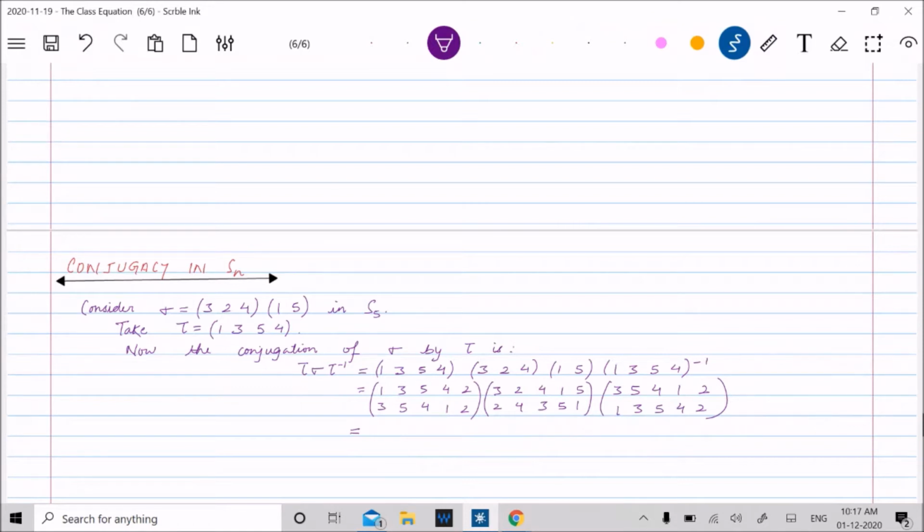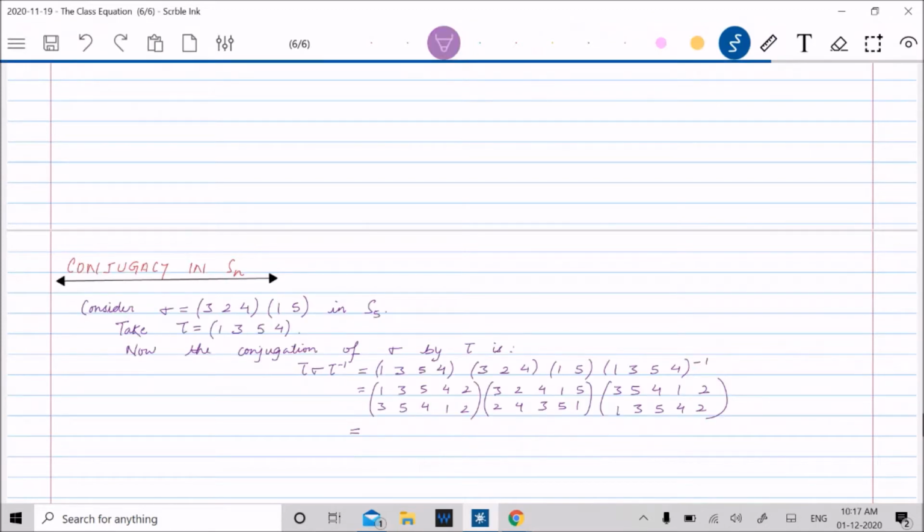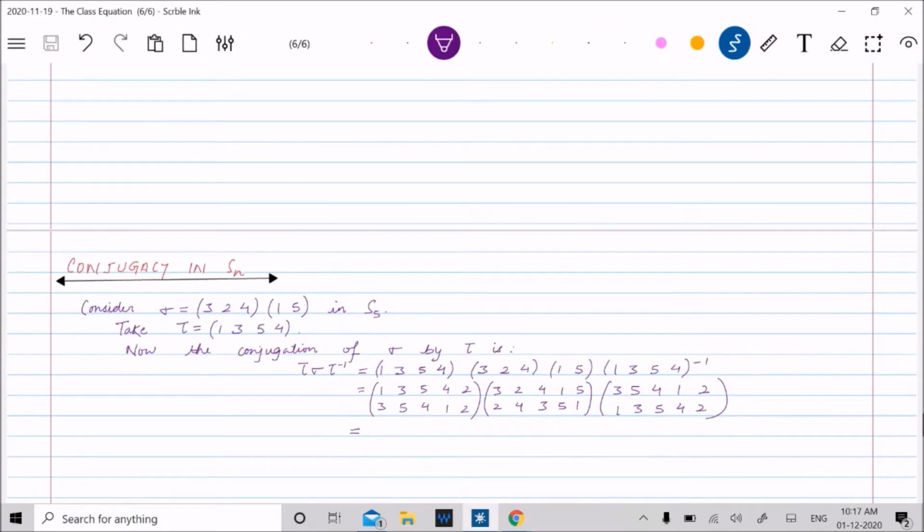Generally, few textbooks are using that multiplication from left to right, which is not absolutely correct. The correct procedure is to multiply from right to left actually, right? So now I will be just writing this first permutation without any change, right? And then I will multiply these two permutations like this.